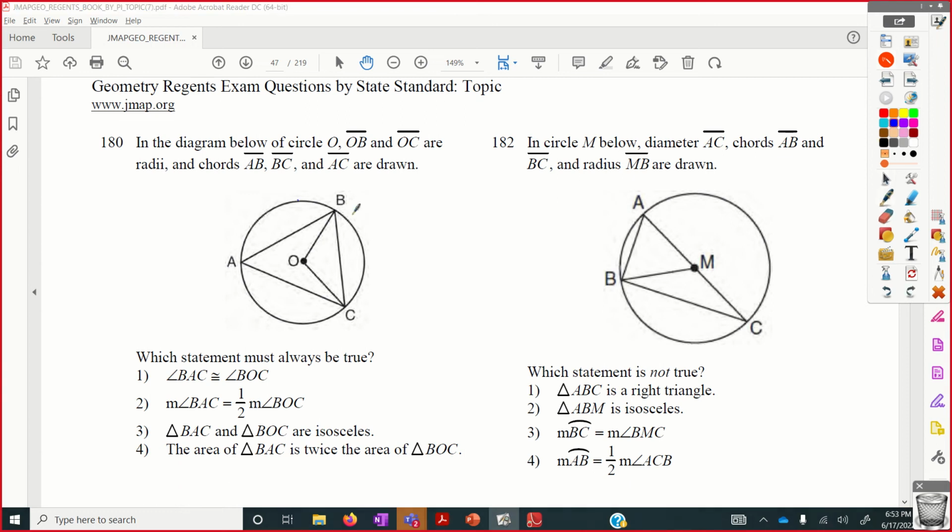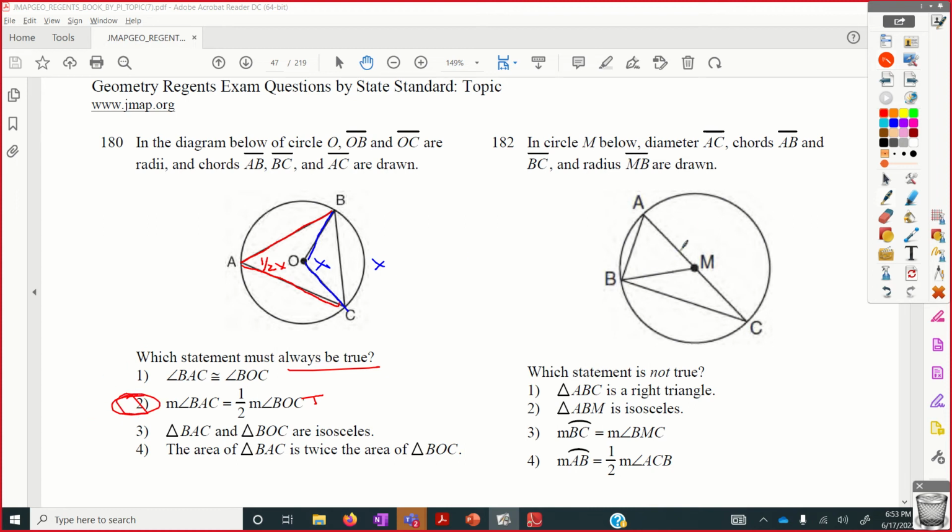Key thing here are the types of angles we have formed. We have a central angle here. So remember, this angle is equal to the arc, and we have an inscribed angle here, and this angle is always equal to half of that arc. So which statement must be true? Is angle BAC equal to BOC? No, they're not equal. Is BAC equal to half of BOC? Yes, that's true. And so that's going to be the choice I'm going to make.